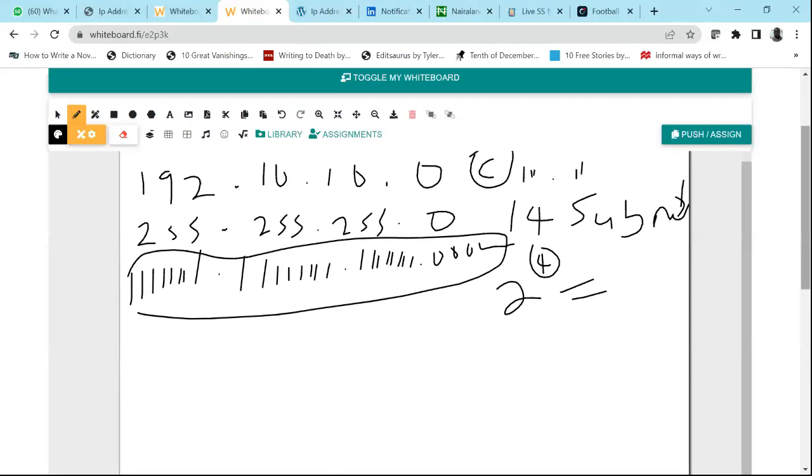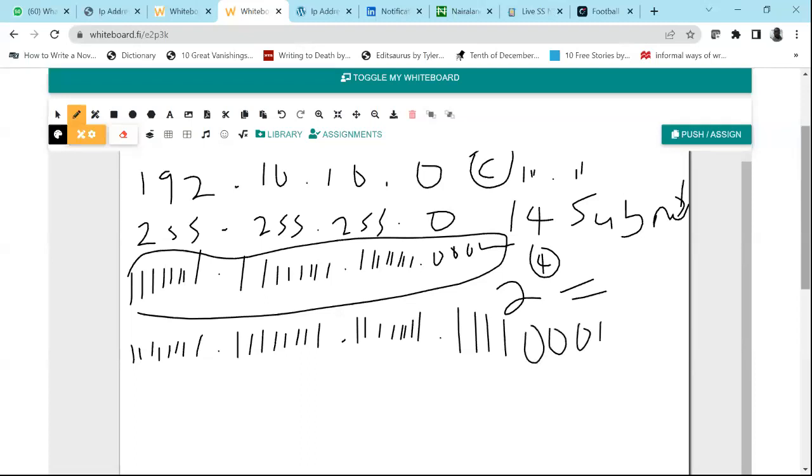So rewriting this subnet mask, I'll have 1, 2, 3, 4, 5, 6, 7, 8, 1, 2, 3, 4, 5, 6, 7, 8, 1, 2, 3, 4, 5, 6, 7, 8. Now, this one that was initially all zeros, I'm now going to borrow 4: 1, 2, 3, 4. Then leave the others the way it was. Can you see that? Yes.